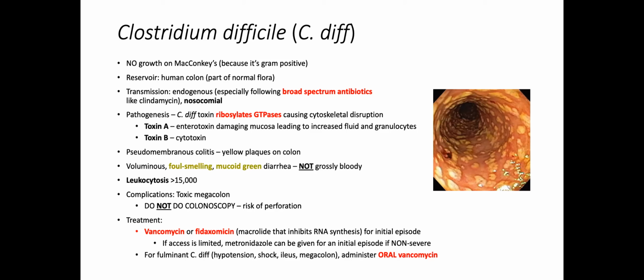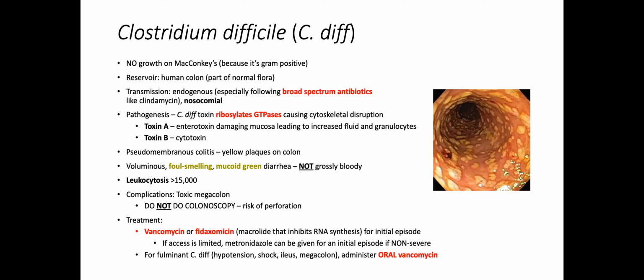Remember that it's pseudomembranous colitis. So there are those yellow plaques on the colon. If somebody did a colonoscopy when somebody had C. diff, this is what it would look like. But that's not what's required for detection. Thank goodness, we've got a better, easier, cheaper test, and we can check for that toxin.